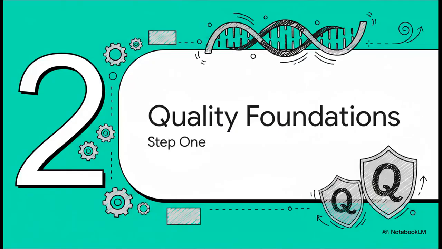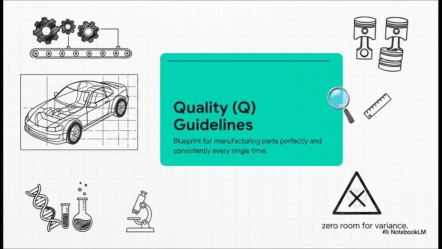Step 1, quality foundations. Quality, or the Q guidelines, represent the meticulous blueprint for manufacturing your vehicle. Listen, if you are an executive overseeing operations, this is basically your Bible. It ensures your high-performance vehicle's parts are manufactured perfectly and consistently every single time. There is literally zero room for variance on the assembly line when human lives are at stake.